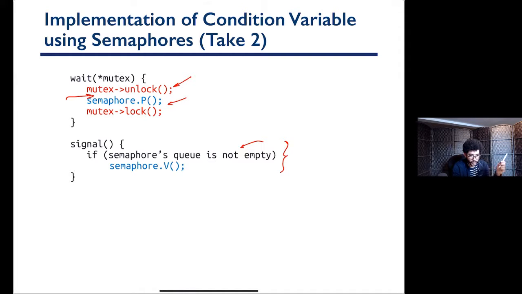Okay, so now we have two problems that take one and take two haven't addressed. The first problem is with the signal, because we have memory. The second problem we have is with the wait, which is not atomic. So how can we solve these two problems?